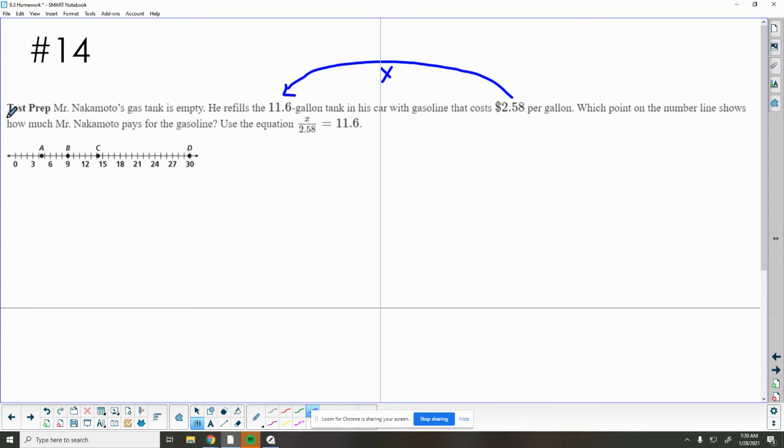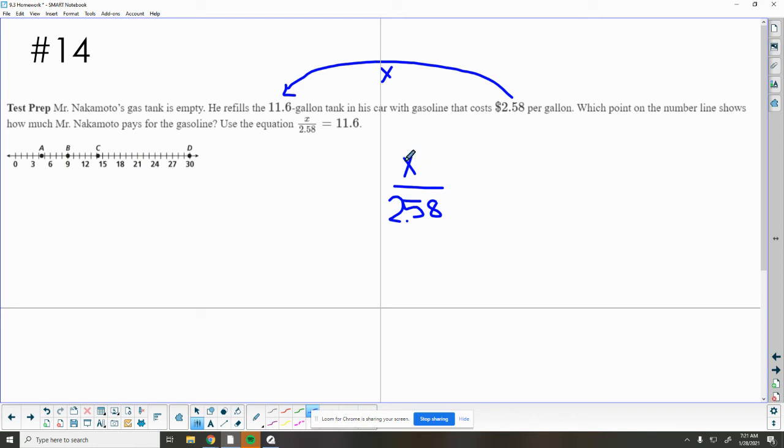Which point on the number line shows how much Mr. Nakamoto pays for the gasoline? So it's telling us to use this equation that X divided by $2.58. So this X is standing for his total that he paid.